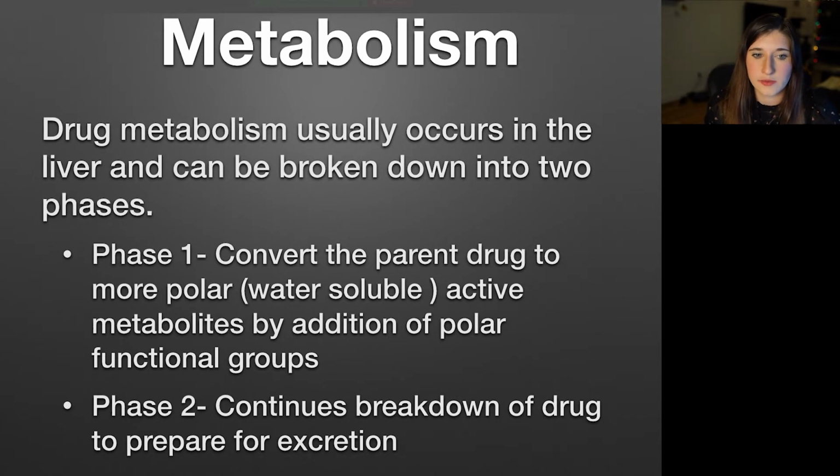Drug metabolism usually occurs in the liver and can be broken down into two phases. In phase one, the parent drug or prodrug is converted to a more polar, more water-soluble active metabolite through the addition of polar groups. And then in phase two, it's a continued breakdown of the drug to prepare for excretion.